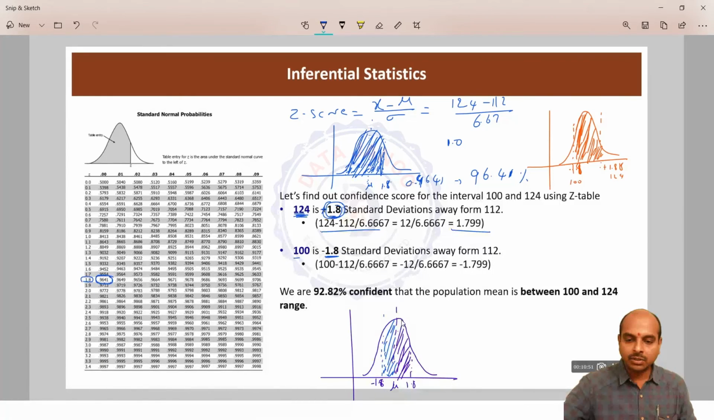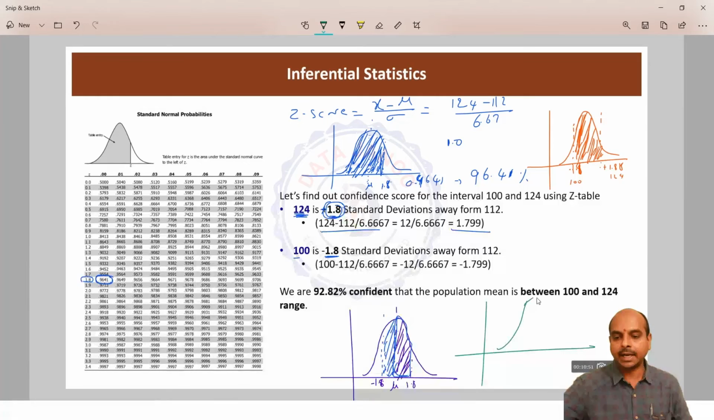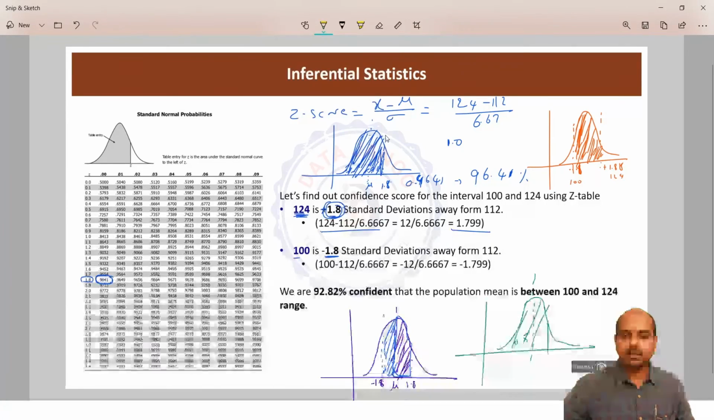To find out this area, what we can do is, the total area under the curve is 1. So if you split it in half, this is going to be 0.5. From the total area till 1.8, we will subtract this half area. Then we will get this area. So we will double that.